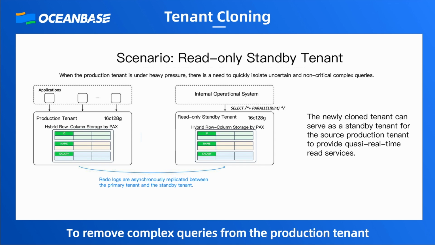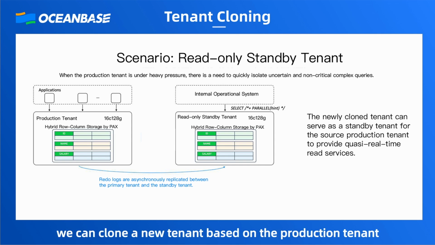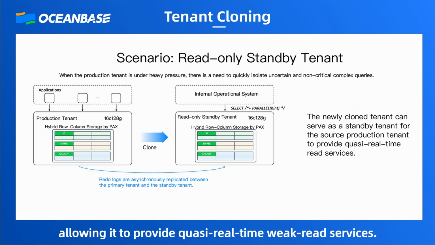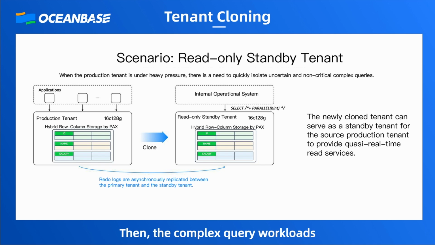To remove complex queries from the production tenant, we can clone a new tenant based on the production tenant and set the new tenant as the standby tenant of the production tenant. This way, the new tenant will proactively replay logs from the production tenant, allowing it to provide quasi-real-time weak read services. Then, the complex query workloads from the internal operational system can be transferred to the newly cloned read-only standby tenant.